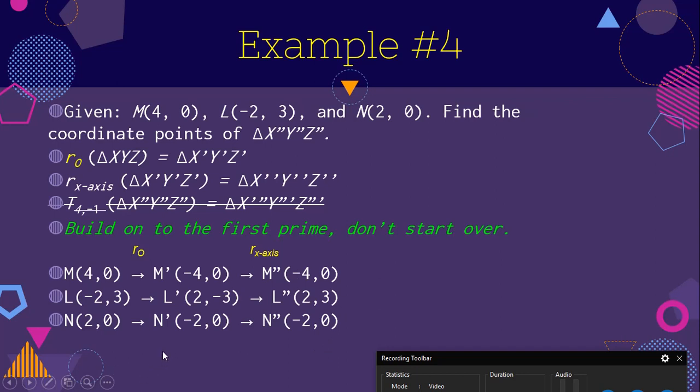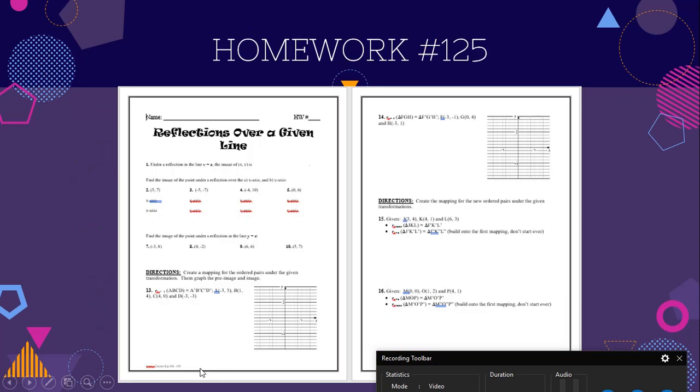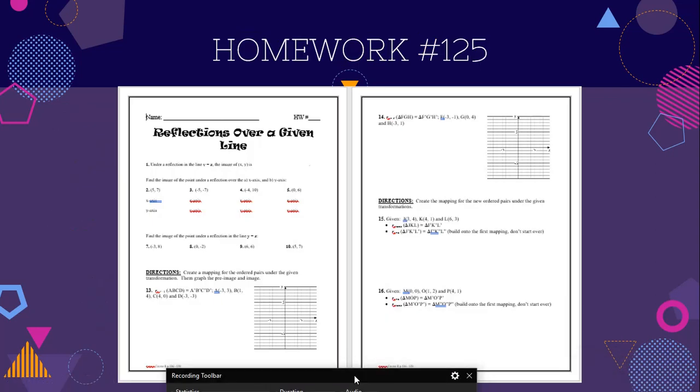So one of the problems on your homework tonight is similar to this type of example. I just want you to make sure you keep building on and that you don't start over. This is your homework for tonight. It's 2 pages. Make sure you do a complete mapping for 13 through 16 where you start with your original points and then you show the mapping arrows with the rule and then the new location.